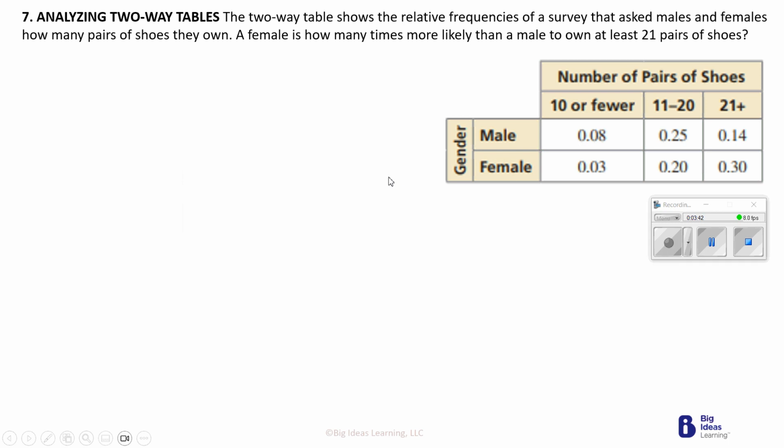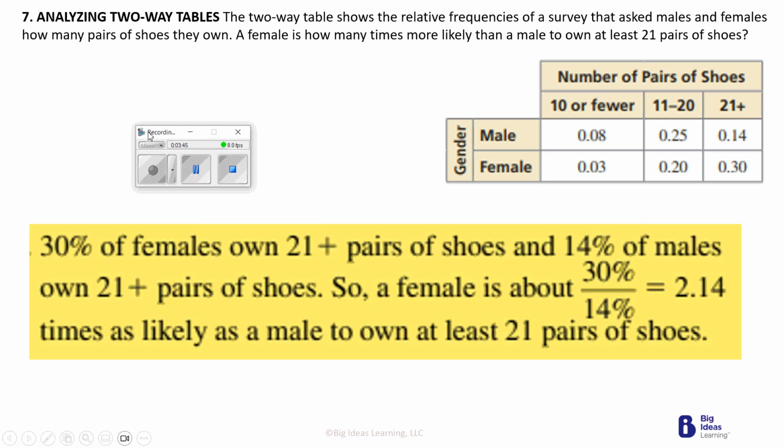Okay. From this one we see, well, it says 30% of the females own 21 plus pairs of shoes. So 21 plus pairs of shoes, right? That's what it asks us. More likely than a male to own at least 21 pairs of shoes. And the females own about 0.30, so that's 30%. The males are 0.14, which is 14%. 30 divided by 14, remember they said females how many times more likely than males? So females will go on top. 30 divided by 14 is 2.14 times as likely as a male to own at least 21 pairs of shoes.